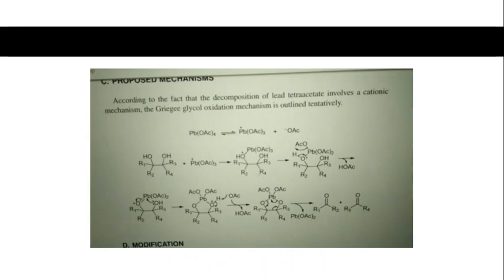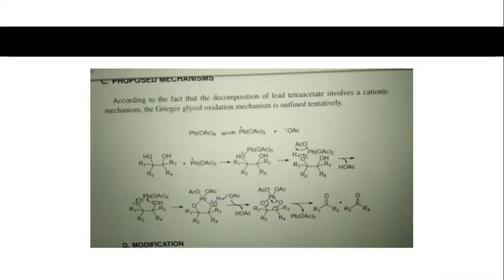So you can follow this mechanism whether you are dealing with HIO4 or using lead tetraacetate. In both of these, you can see that they are responsible for the cleavage of the diol. So there is an initial diol, and then the diol is cleaved by HIO4 and lead tetraacetate, that is, periodic acid.